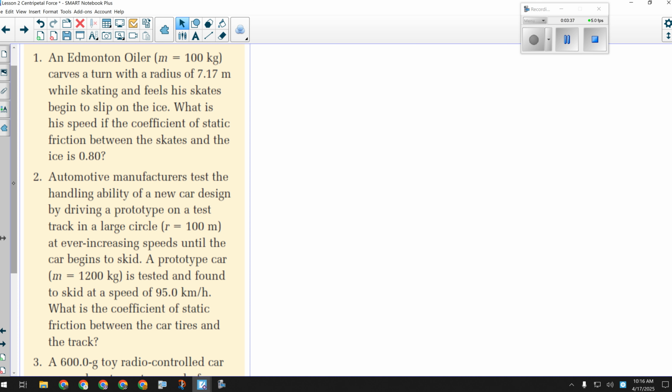Both of these are unbanked corners. Okay, first one, we know the mass, 100 kilograms. We know the radius, 7.17. We know the coefficient of friction, so it's exactly like the one we just did. Okay, we've got mv squared over r, Fc, equals mu times m times g, the force of friction, and we are trying to find the speed.